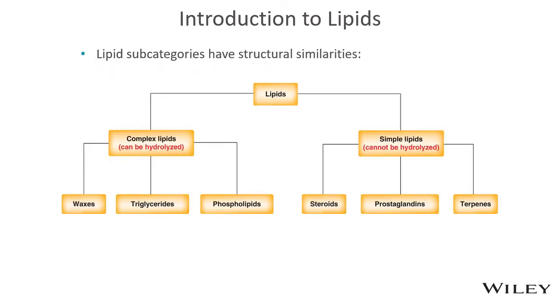So our lipid subcategories have structural similarities, which we'll see in a little bit. So our complex lipids, which we know can be hydrolyzed, include waxes, triglycerides, and phospholipids. Simple lipids, which cannot be hydrolyzed, include steroids, prostaglandins, and terpenes.